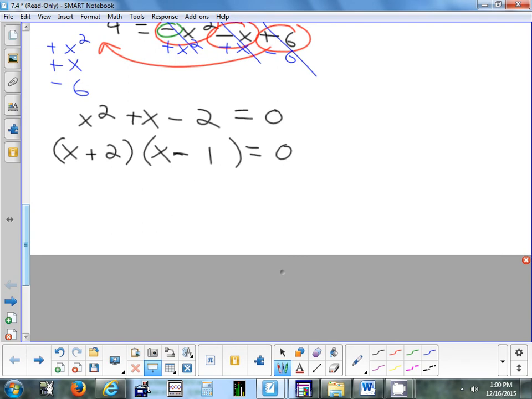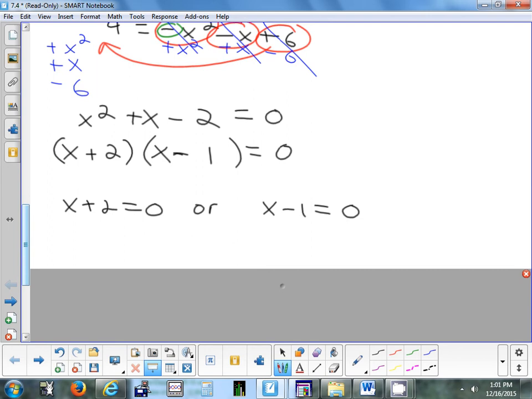And now the last step: if you multiply two things together and get 0, what's the only way that can happen? Yeah, you had to multiply by 0 at least once, maybe twice. So either that has to be 0, or that has to be 0. What would make my first factor 0? -2. And my second factor? 1.